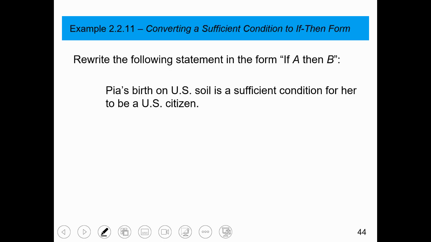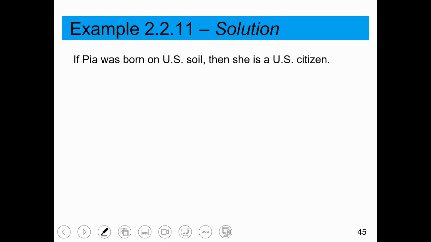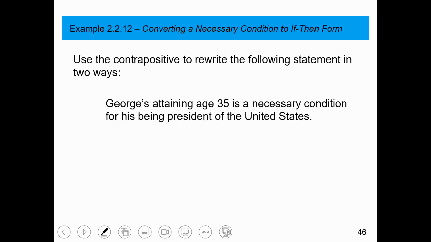So let's rewrite the following statement in the form if A, then B. Pia's birth on the U.S. soil is a sufficient condition for her to be a U.S. citizen. Okay. So a sufficient condition. What that is saying is, if Pia is born on U.S. soil, that is one way to be a U.S. citizen. It is not the only way. So we can simply say, if Pia was born on U.S. soil, then she is a U.S. citizen.